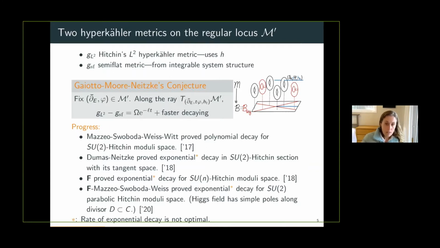I'll summarize the results in this direction to start, before talking about the strategies. In 2017, Rafe Mazzeo, Jan Swoboda, Hartmut Weiss, and Frederik Witt proved that the difference of these two metrics was polynomially decaying if you considered the SU(2) Hitchin moduli space.